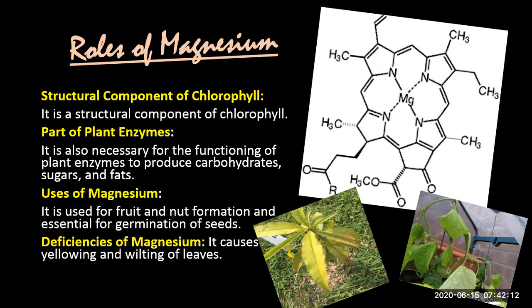When a plant is deficient of magnesium, then plant is deficient of chlorophyll. When a plant is deficient of chlorophyll, then that plant is unable to make food or is able to make less food, which will threaten the survival of that plant. So I told you it's a structural component of chlorophyll. It is also part of plant enzymes. It is also necessary for the functioning of plant enzymes to produce carbohydrates, sugars, and fats. So there are many enzymes where magnesium is playing its part. That without magnesium, those enzymes cannot produce carbohydrates, sugars, and fats.